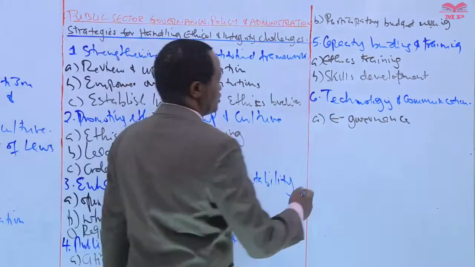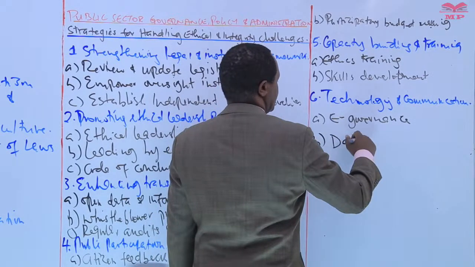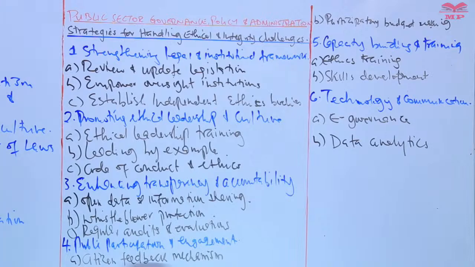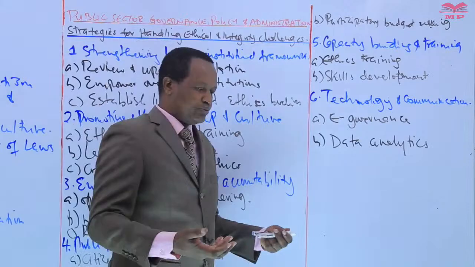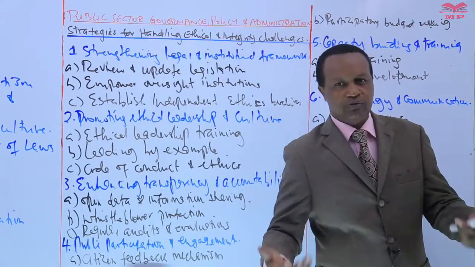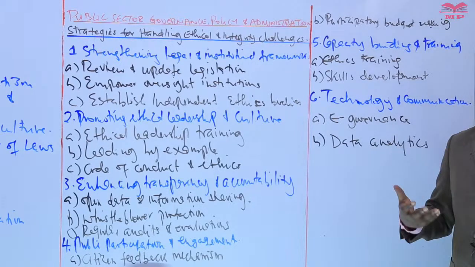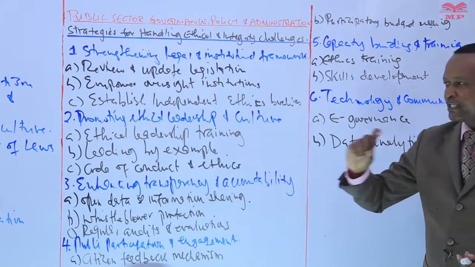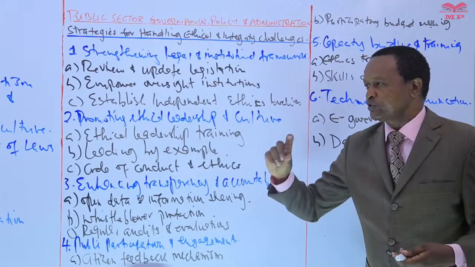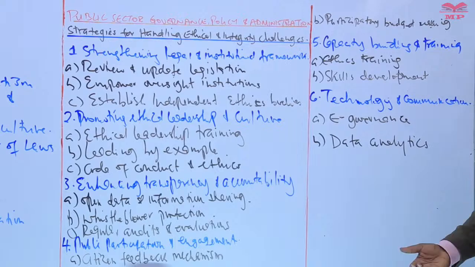We can also take advantage of data analytics, using data analytics to identify patterns of unethical behavior, which can help to target anti-corruption efforts more effectively. We can now target anti-corruption efforts by taking advantage of data analytics. Data analytics can help us identify patterns in corrupt practices and so on.